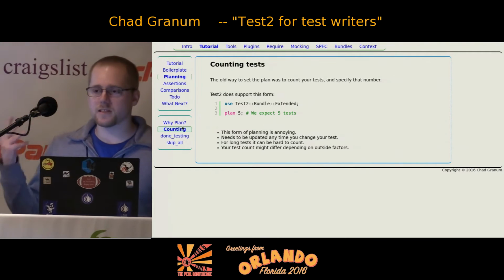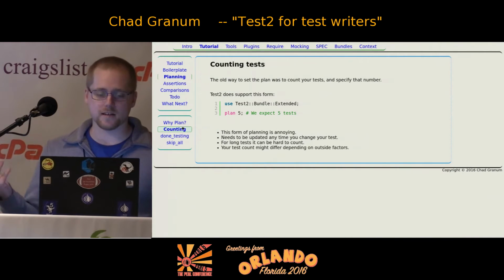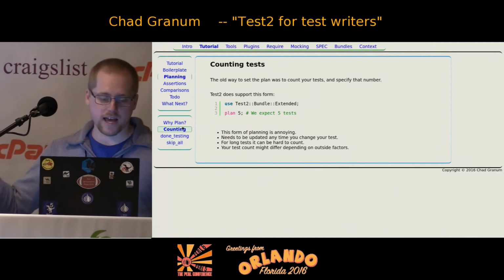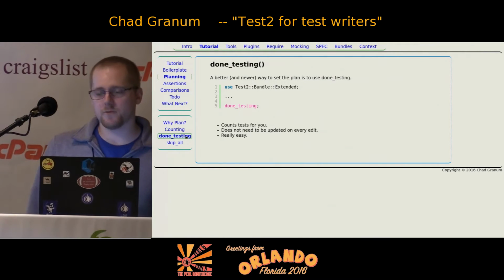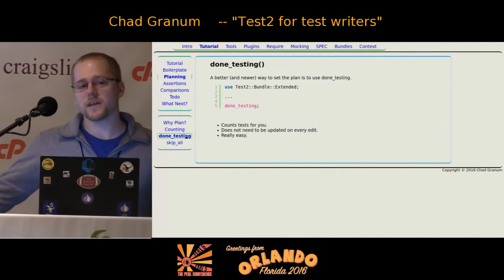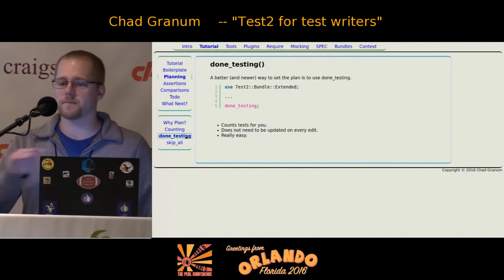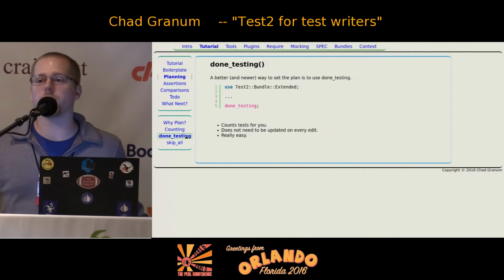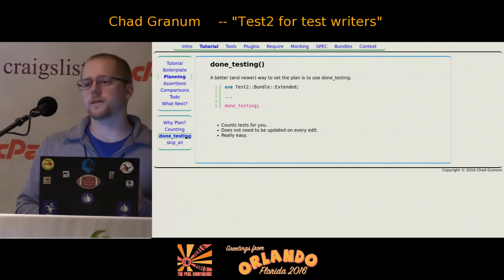So, counting. This is the old way, the original way testing was done. You would just say, hey, I plan to run 5 tests. This is annoying, you have to change it every time you add new tests, and if you do tests that are dependent on conditions, you might have a different number each time. So done_testing was added a long time ago, and that's what most people use today. It counts for you, but you put it at the end of your test to make sure they have all run. If something exits 0, done_testing is never encountered, your plan's not reported, and you know your test didn't finish. It's really important that you do this.